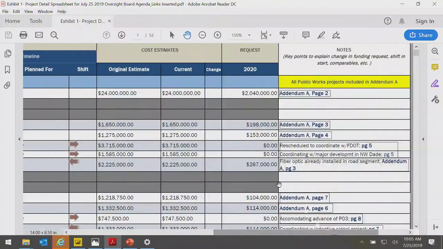Again, all these projects we talked about up to this point have no change in the cost, and the money that we're requesting in 2020 is the money to start the design of these projects.